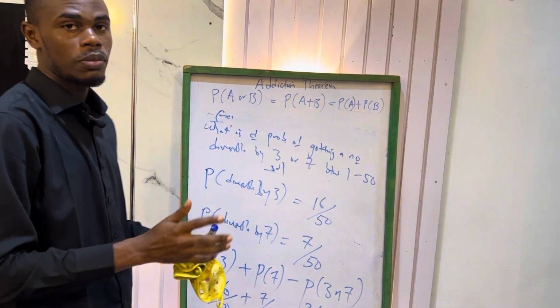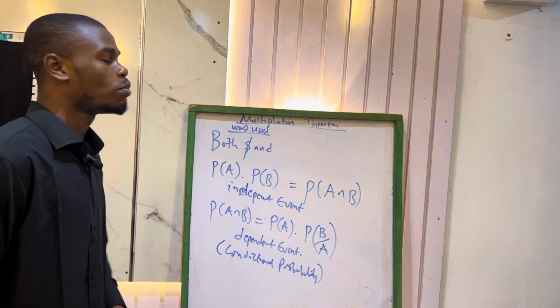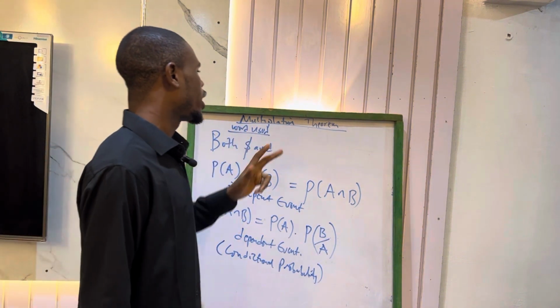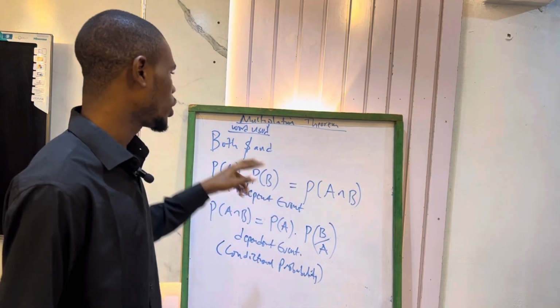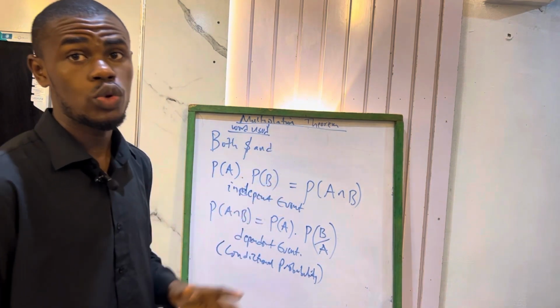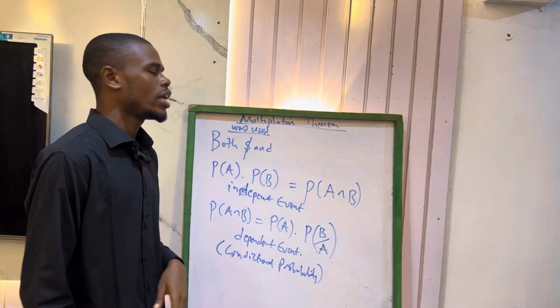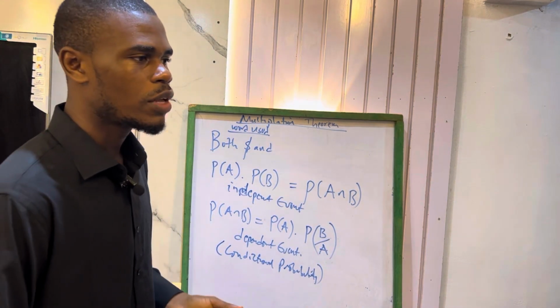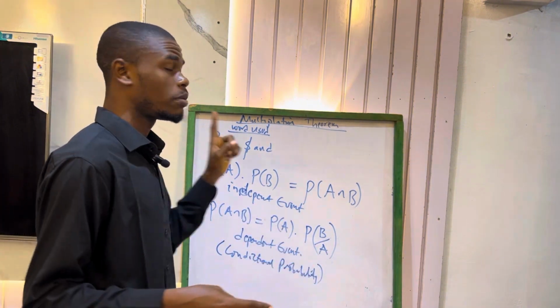We are going straight to the multiplication theorem. In the multiplication theorem, we often use the word "both" and; for the addition theorem, we use "or". For the multiplication theorem, we use "both" and "and". They ask you, what is the probability that both events will occur? We know it's the multiplicative theorem.